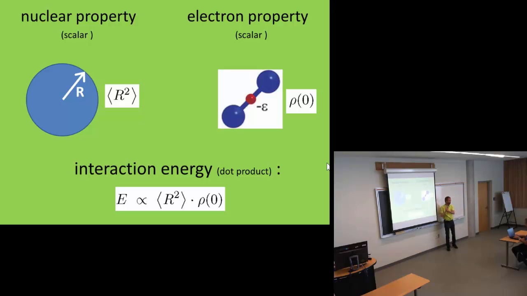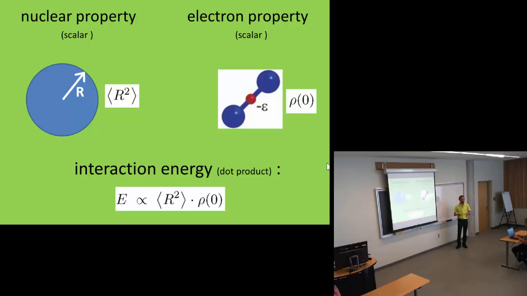And by making the dot product, which is in this case the normal product, you get the interaction energy due to this effect. So this is a property that can be measured in atomic physics. The energy levels of different isotopes of a given element will not be exactly the same, because different isotopes have different radii. So you will see small changes in these atomic energy levels. It plays also a role in solid state physics.